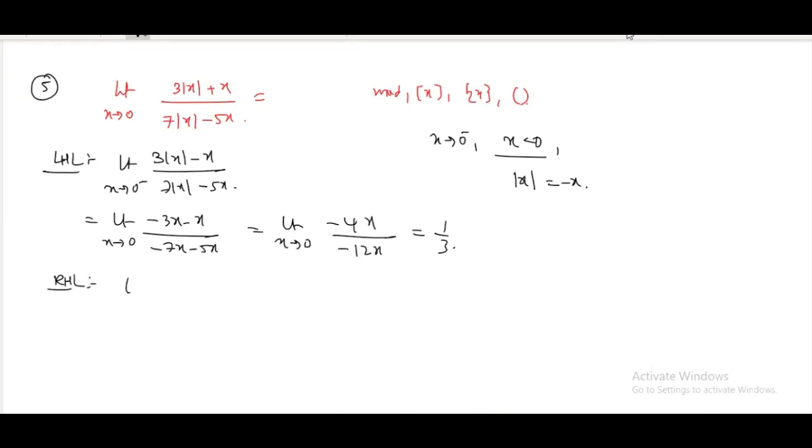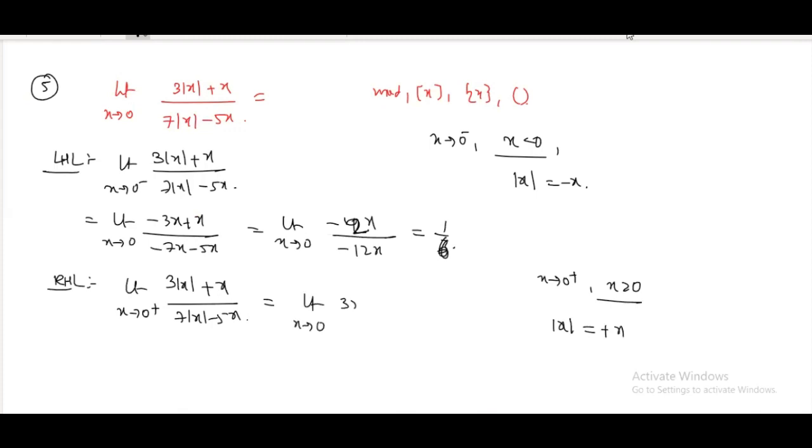So let's see the right hand limit. Right hand limit means limit x tends to 0 plus of the function (3 mod x plus x) by (7 mod x minus 5x). Here x tends to 0 plus means x is greater than 0, correct? 0 plus, little greater than 0. So this mod x becomes plus x. So we can write this as limit x tends to 0, (3x plus x) by (7x minus 5x), which is equal to limit x tends to 0, 4x by 2x. So x cancels. So right hand limit will become 2.